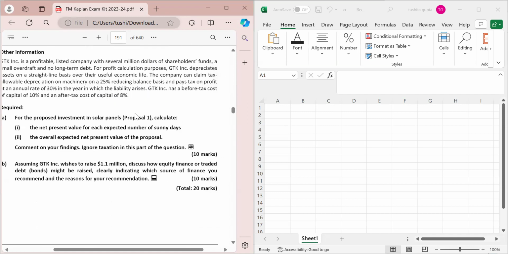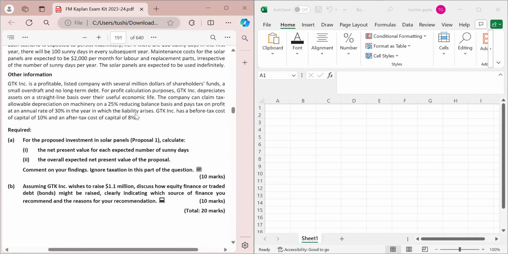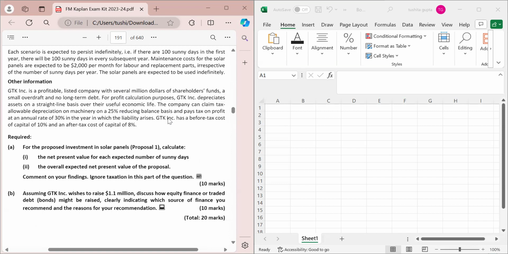I'm first going to have a read through the requirements. So the first requirement is a 10 marker requirement, which wants me to calculate the net present value for each of the number of sunny days and the overall expected NPV of the proposal. I also have to comment on my findings and ignore the taxation part in this part of the question.